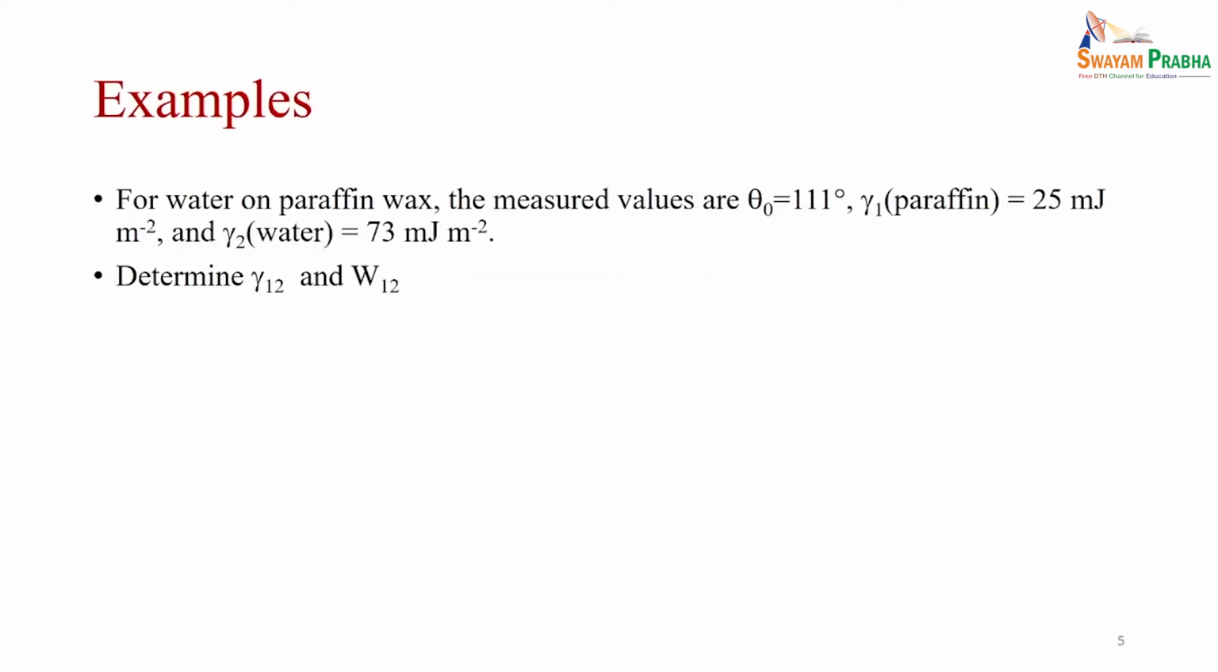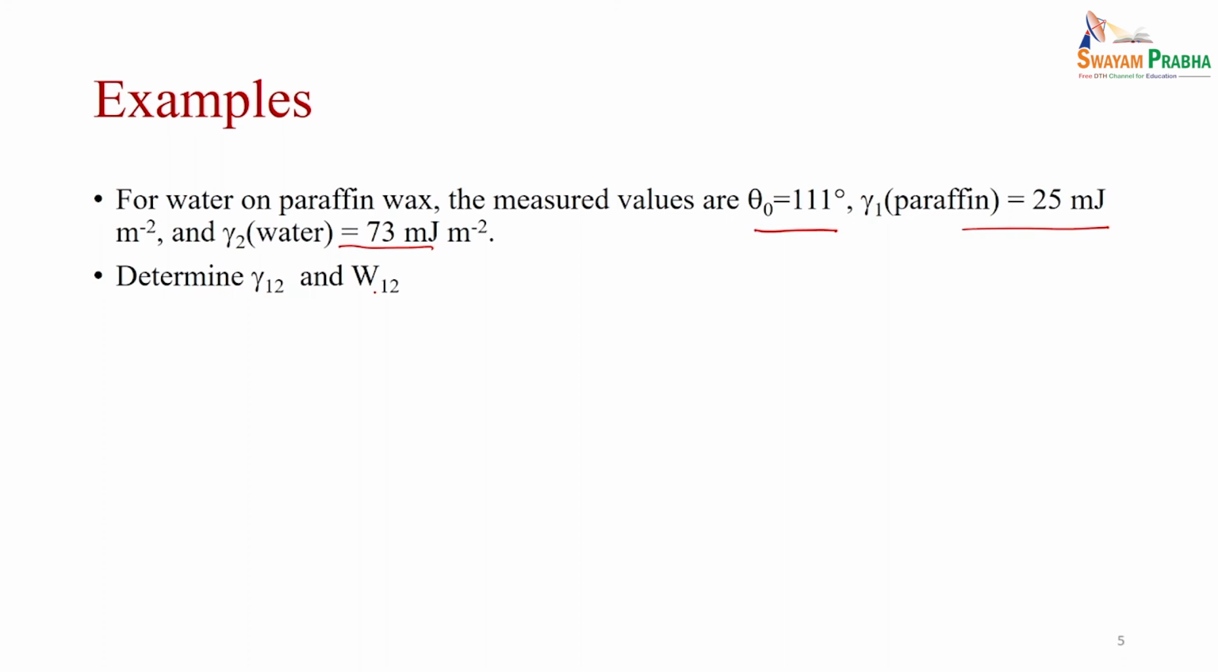So, we are having a paraffin wax and water contact angle is coming out to be 111 degrees. Surface energy of paraffin is given as 25 millijoule per meter square and surface energy of water is 73 millijoule per meter square. Now, we need to estimate the interfacial tension between 1 and 2, water and paraffin, as well as we have to calculate the work of adhesion.